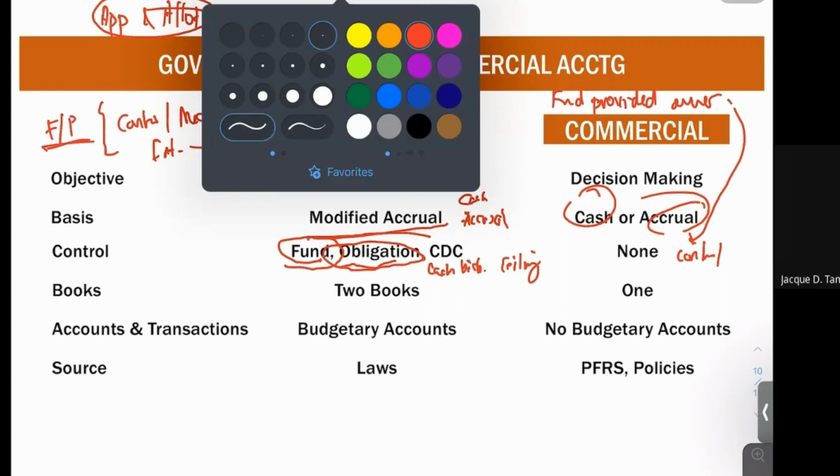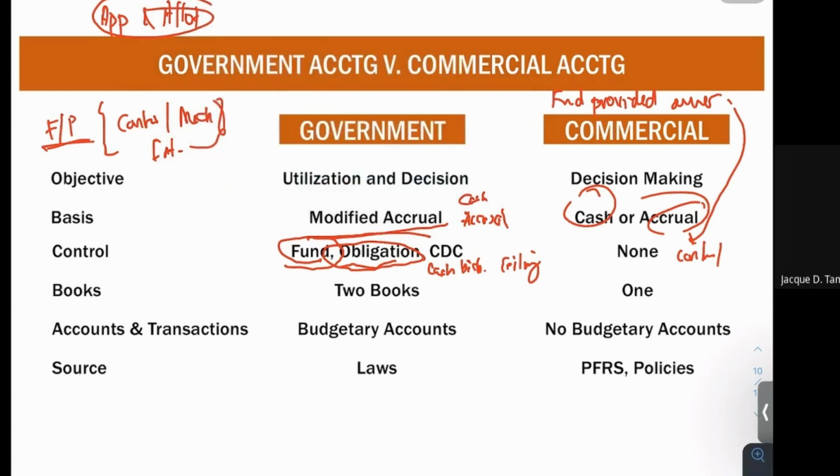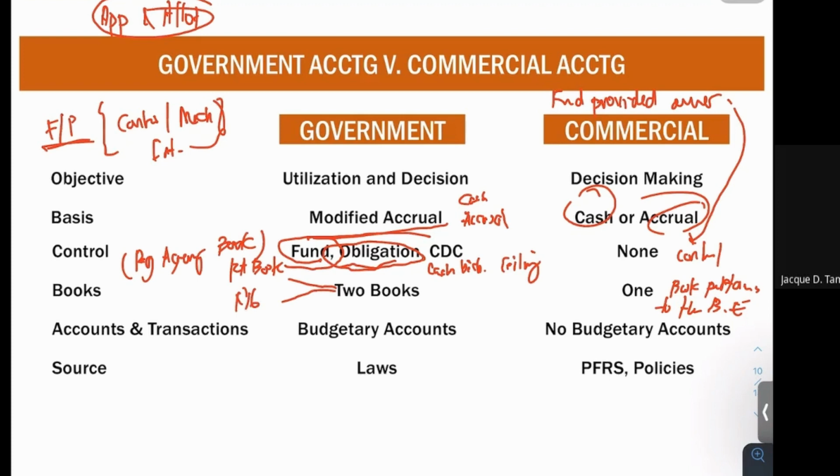Now, as to books, commercial has only one book. When we say it has only one book, the book only pertains to the business entity. How about in government? We maintain two books. Why do we maintain two books? We maintain an RA book, known as the regular agency book, and we also maintain the national government book.